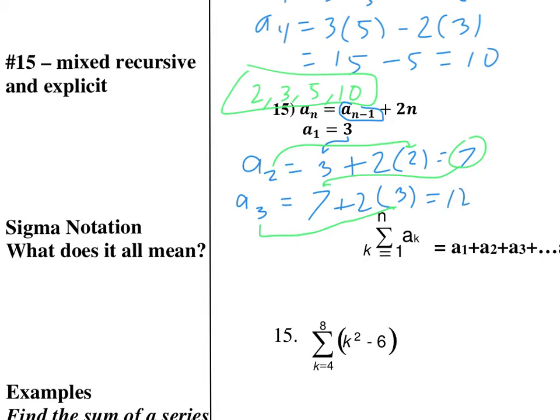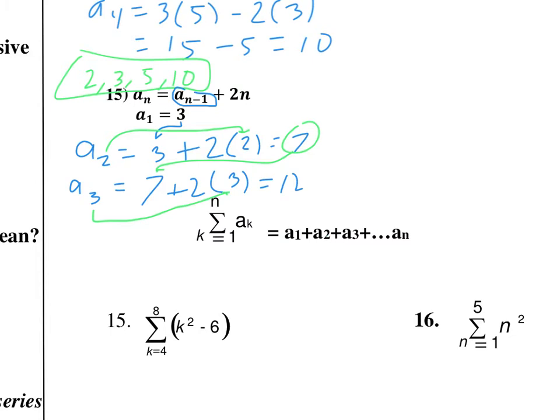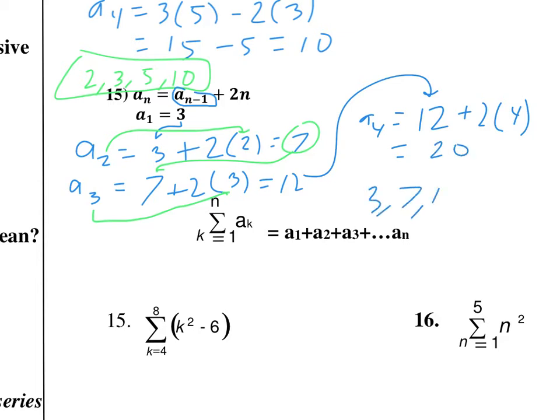We got one more. So a sub 4 is going to be, see, the previous term now is 12 coming from there, plus 2 times, and then the explicit one is 4. So 12 plus 8 is going to be 20. So my list here would be 3, 7, 12, 20.